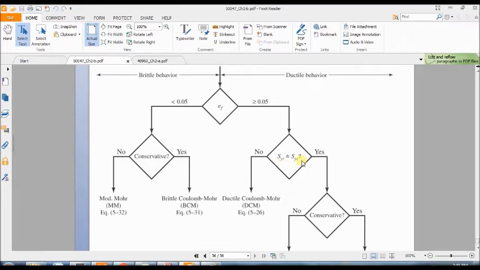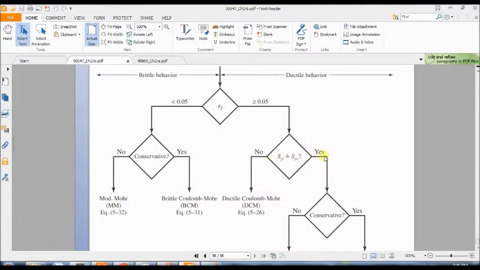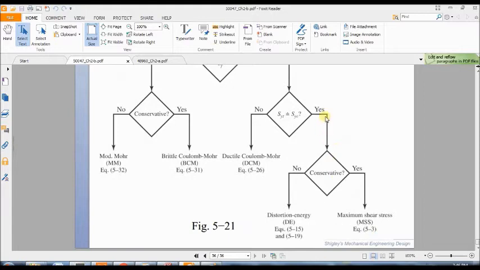Tension and compression, are they equal or not? As you can see, for our material, the yield strength in tension and compression is equal. So in this case, we have to follow this line, because here it asks whether the yielding stress in tension and compression is equal. Yes, they are equal in our example. So we have to follow this line.